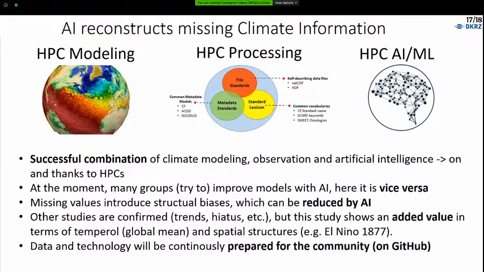So the code is on GitHub. It's not perfect yet. It is the version I used for the paper. So we will work on that and improve it in a way that the climate community can work with it.